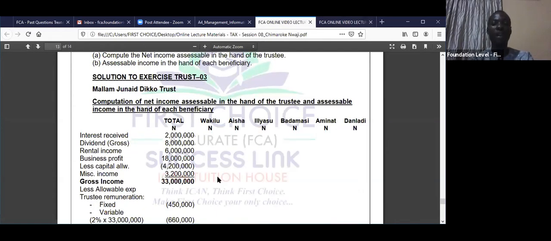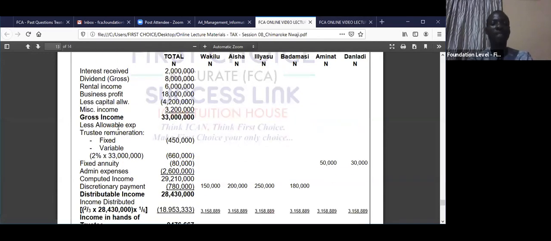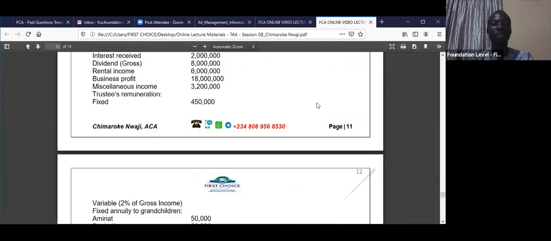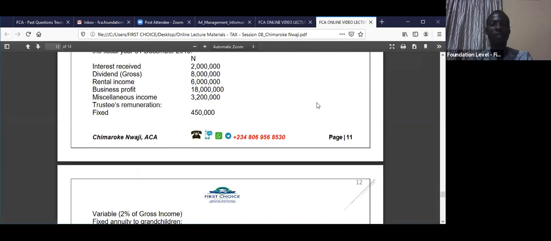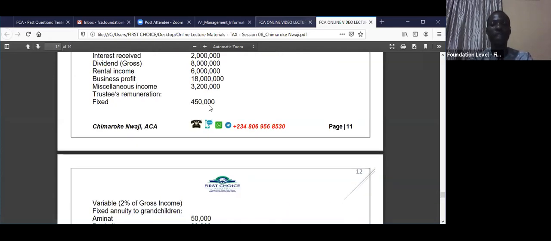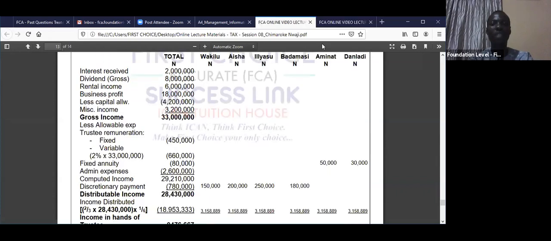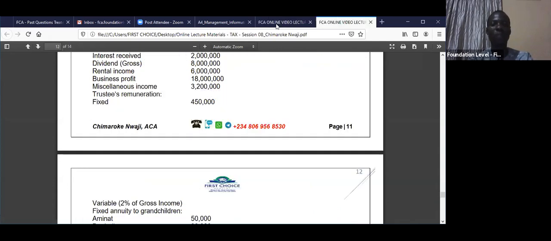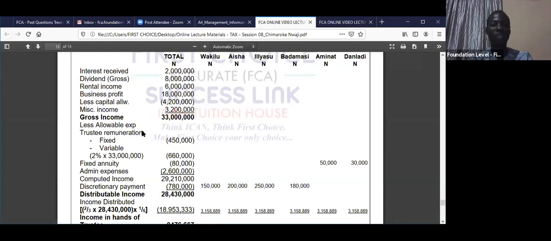Look at our allowable expenses. We said the fixed remuneration of the trustee is how much here? Fixed remuneration, 450. Yes, 450. That's this figure here. We take it down here, 450. Then variable, we are told is 2% of gross profit. So all you do is 2% of this gross profit will give you this figure.